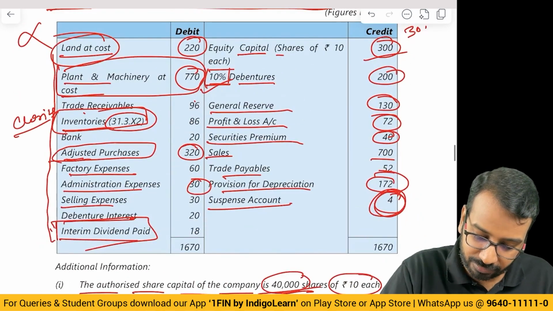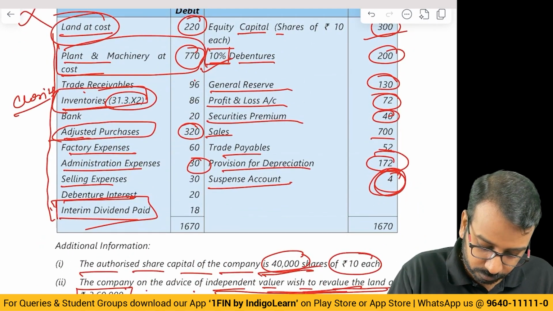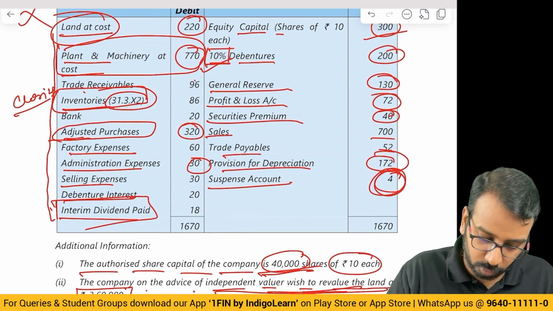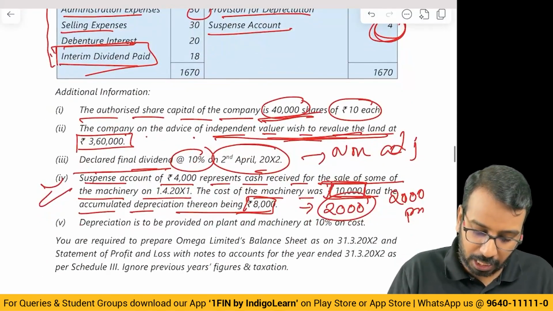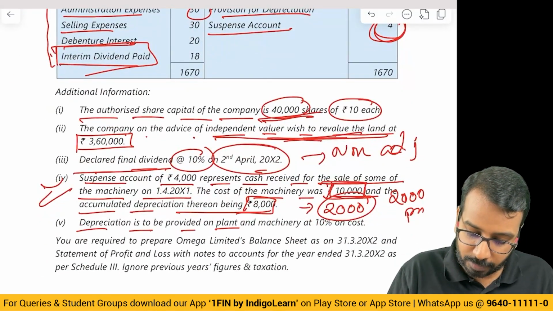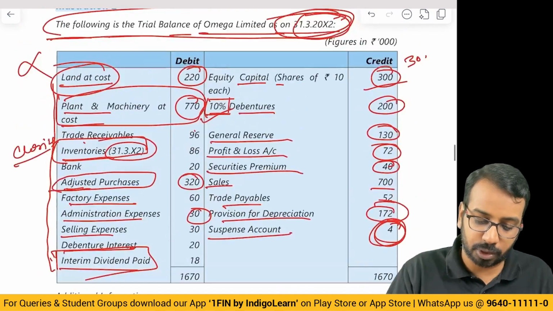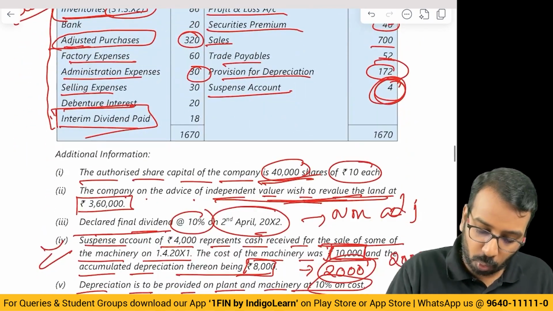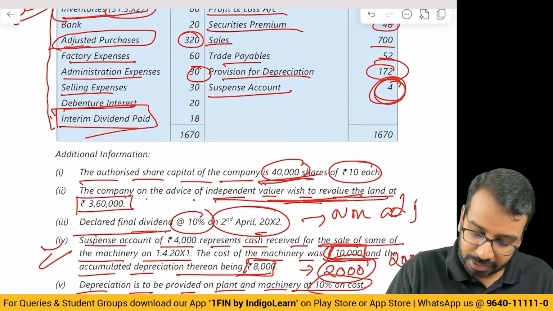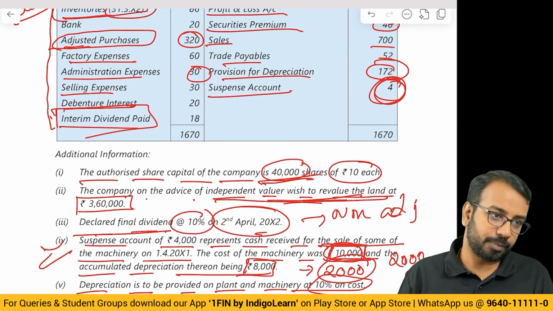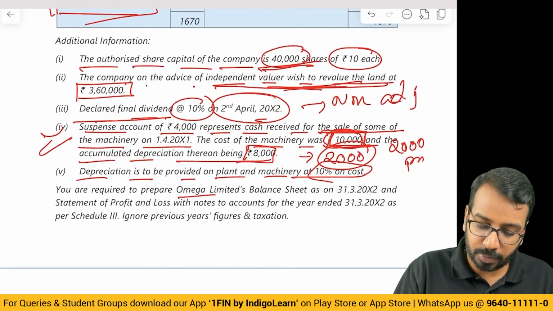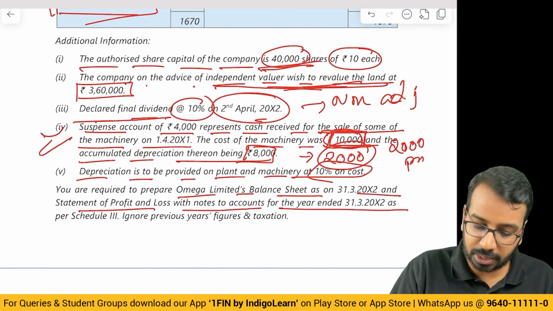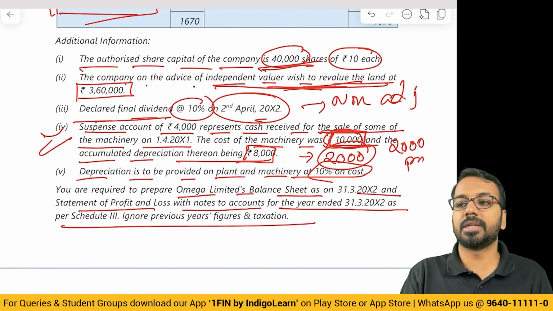Then while calculating depreciation, you will exclude 10,000 from depreciation. But I think they have already given us the depreciation. No, they have not given depreciation. Let's see. Depreciation is to be provided on plant and machinery at 10% of cost. So what you will do? You will take 770 minus what you have sold, 10,000. On that you will provide 10%. You are required to prepare Omega Limited balance sheet on 31st March and P&L with notes to accounts for the year ended. Ignore previous year's figures and taxation.